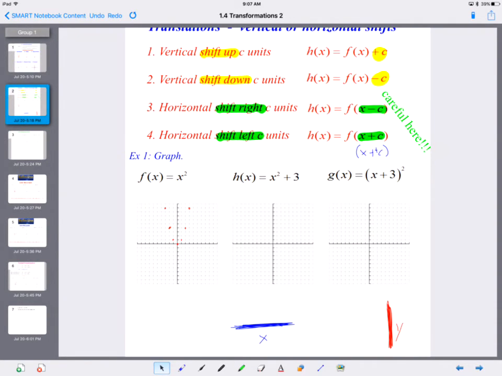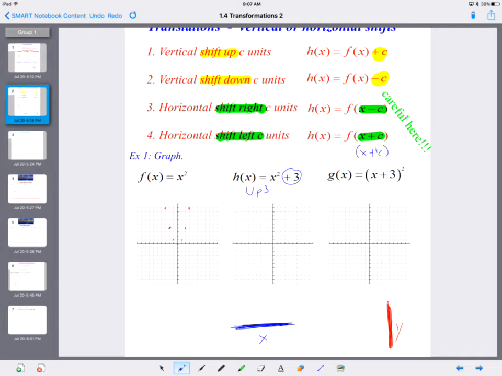There we go. Alright, so I have the parent function x squared already graphed. Now I want to do x squared plus 3. Well, what is this plus 3 being added to? Is it being added to the x, or is it being added to the y, which is the function? It's being added to the function f of x, which is x squared, so your y is what's changing. So that means this is going to shift up 3 units.